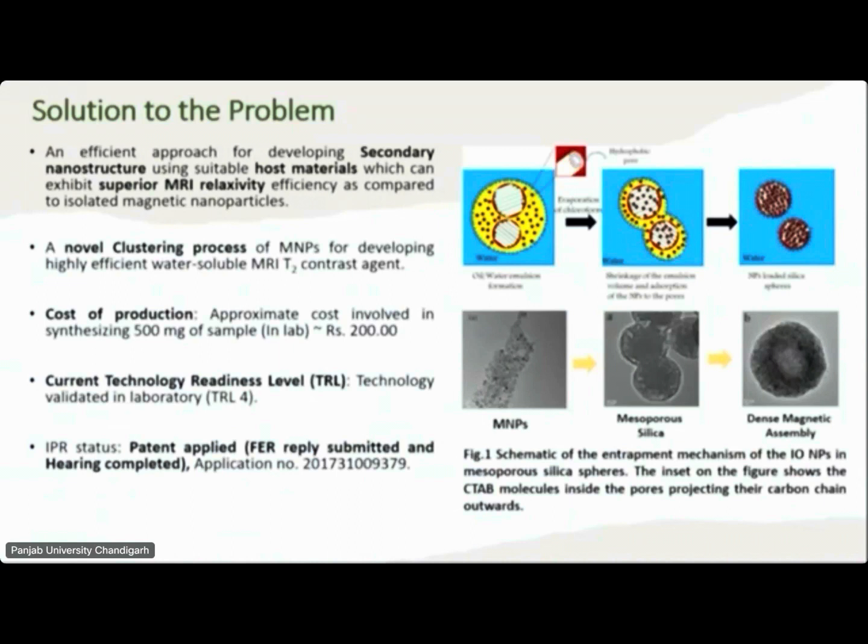And this product that we have developed costs around 200 rupees per 500 mg. Our technology is at TRL level 4, and we have applied for a patent. We have submitted the FER reply for this patent, and hopefully it is going to be patented soon.